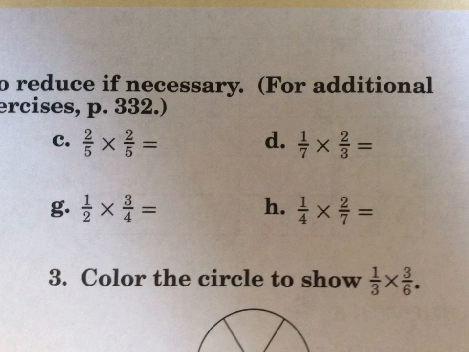G. 1 times 3 is 3. 2 times 4 is 8. Our answer is 3/8. H. 1 times 2 is 2. 4 times 7 is 28. Now this can be reduced. 2 will go into both 2 and 28. 2 goes into 2 one time, and 2 goes into 28 14 times.